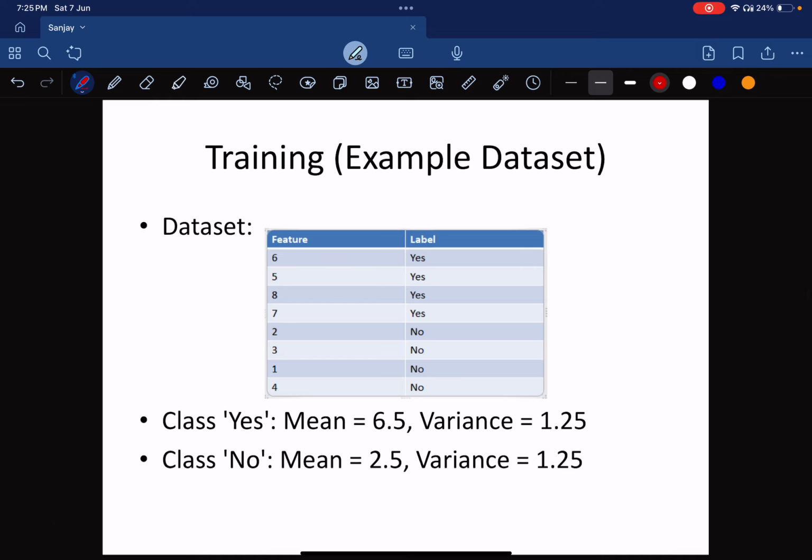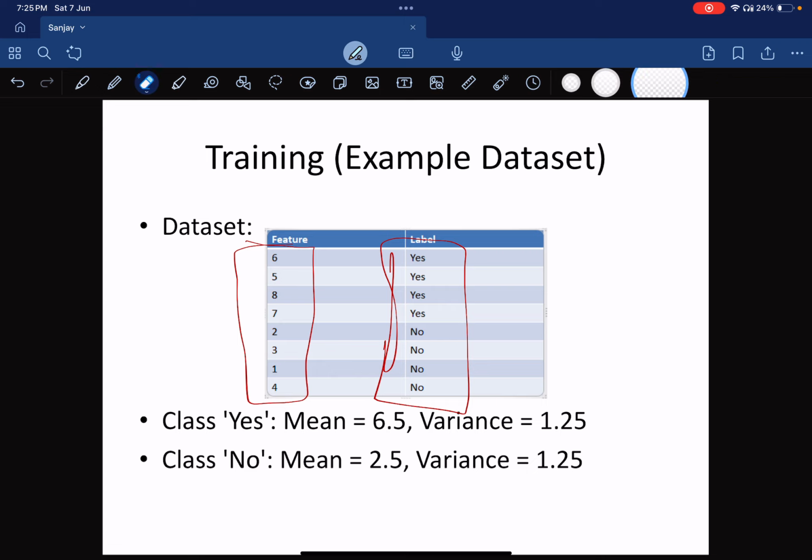For better understanding, we will see how the model is trained and how it evaluates our data points and tells which class a data point belongs to. For example, let us assume this is the dataset we have. These are the features and these are the labels. As I told, it's supervised learning, so it learns from input and output pairs. And there are only two classes, yes or no.